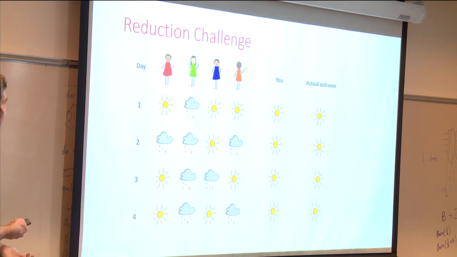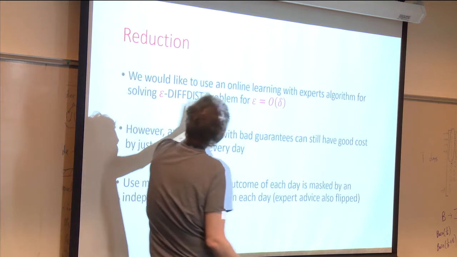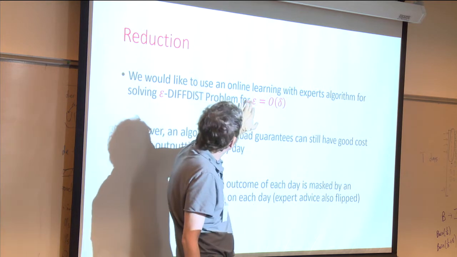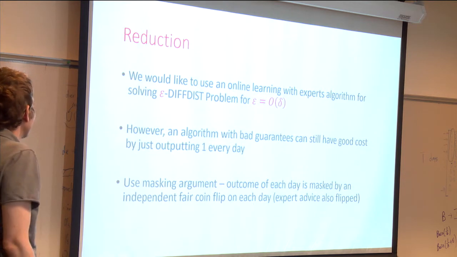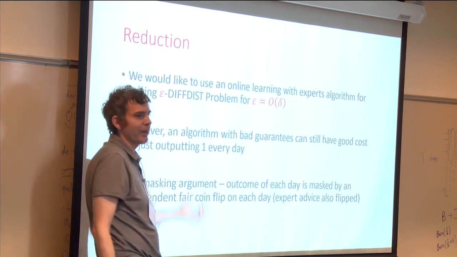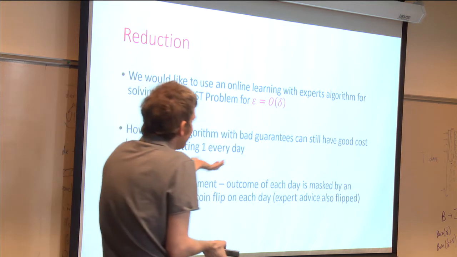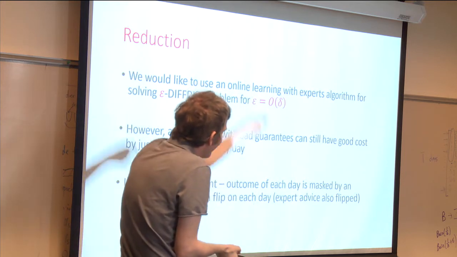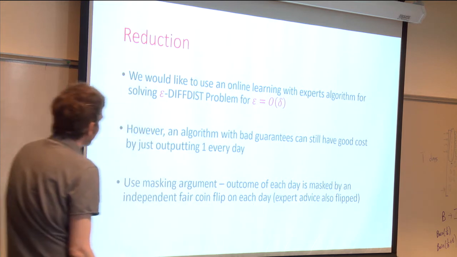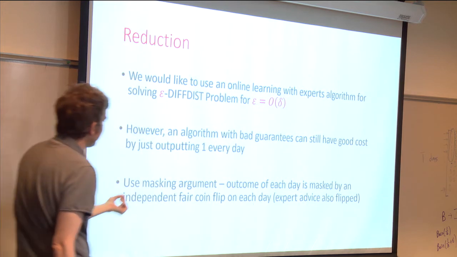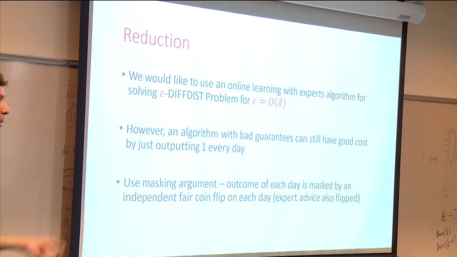So how can we fix this? We would like to use an online learning with experts algorithm for solving this communication problem, where the epsilon parameter is going to be roughly the regret, delta. But a good algorithm exists if it just outputs 1 on every day, if we're defining the outcome to be 1 on every day. We can fix this with a masking argument. So the outcome on each day is masked by an independent fair coin flip for that day, and the expert advice is also flipped on that day.